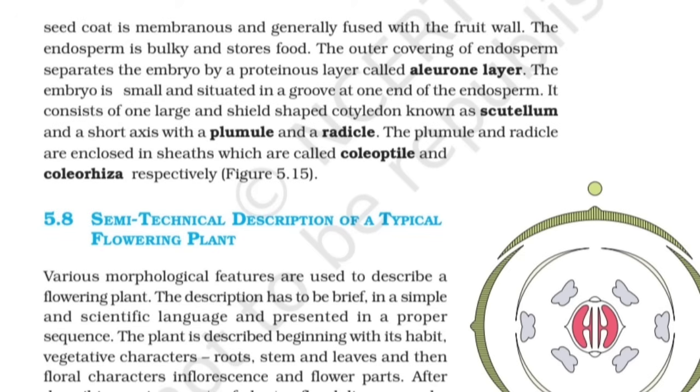It consists of one large and shield-shaped cotyledon known as scutellum and a short axis with a plumule and a radicle. The plumule and radicle are enclosed in sheaths, which are called coleoptile and coleorhiza, respectively.